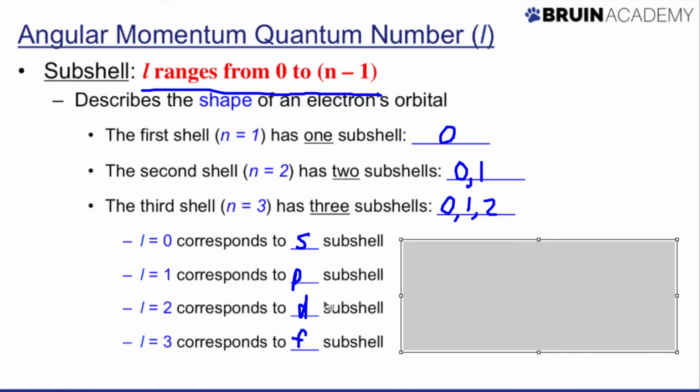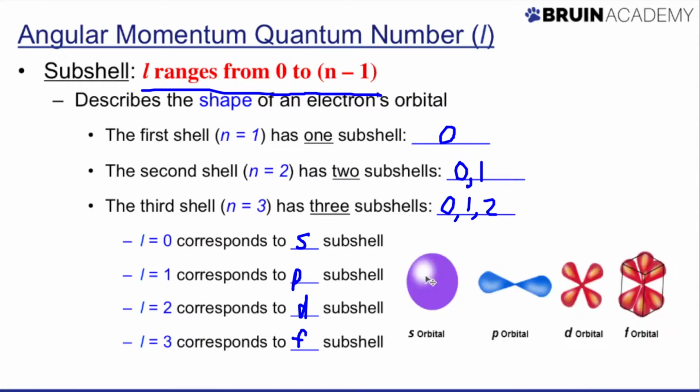So what do S, P, D, and F subshells look like? It turns out that they have different shapes. An S subshell looks like a sphere. A P orbital, or P subshell, looks like an infinity symbol. D looks like a four-leaf clover, and F has 6 little lobes here. So basically, as you move from P to D to F, you add an additional 2 lobes. S is just a sphere. Here you see the term orbital. We'll talk about orbital in the next quantum number.